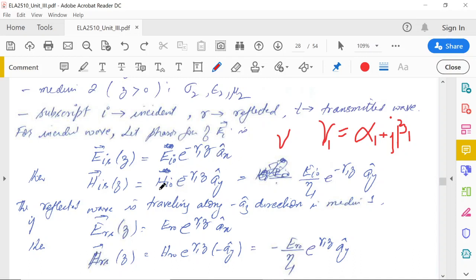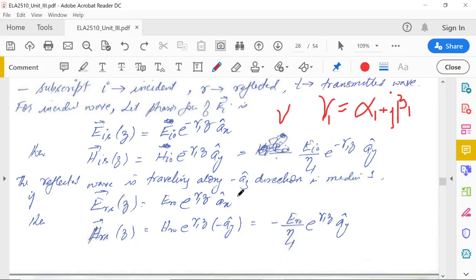So direction AX. Similarly, HIS, the phasor form of the magnetic field, will be HI0 e to the power minus gamma 1 Z. These gamma 1 will be the same because these are in the incident wave. However, you can write Hi naught as Ei naught over eta 1, where eta 1 is the intrinsic impedance of the medium first. In general, because we have the conductivity also, it may be complex. So eta 1 will be a complex quantity, and Ei naught over eta 1 is a complex quantity again. Direction of this one is AY.